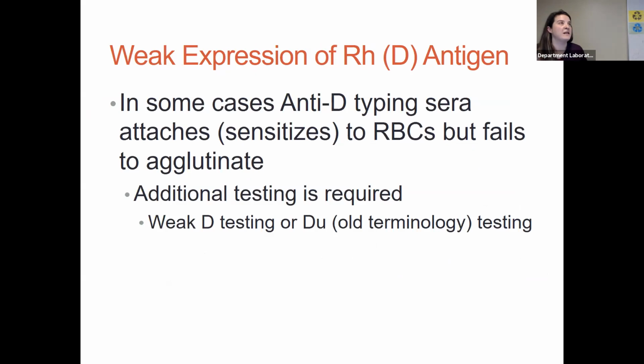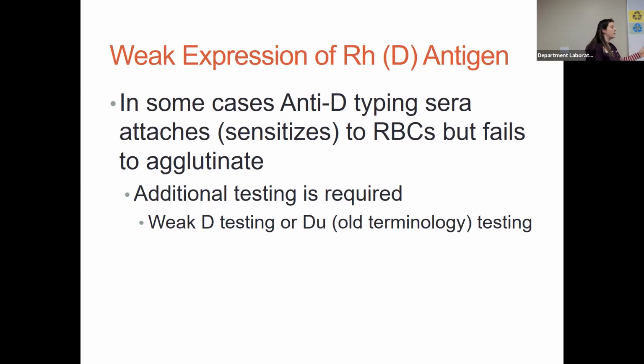All right, so we have some patients that we classify as weak D. There's a couple different reasons that can cause a patient to be weak D. When we say a patient is weak D, that just means that the D antigen expression on their red cells is very much lowered, so that sometimes our reagents can't detect it. So when we start talking about performance of our D testing, we have what we call the weak D test.